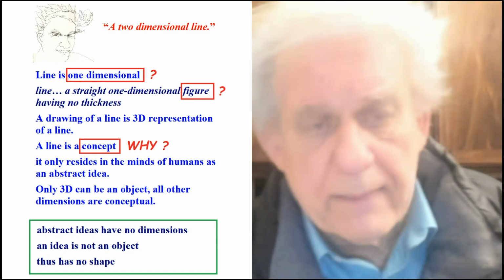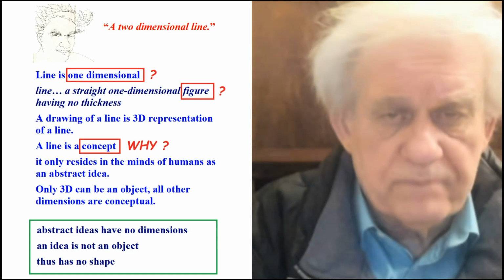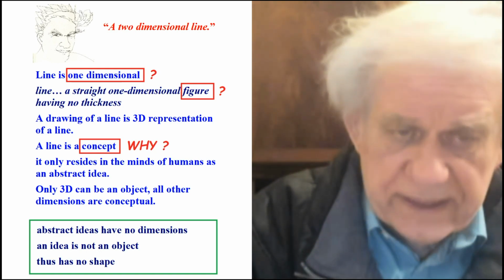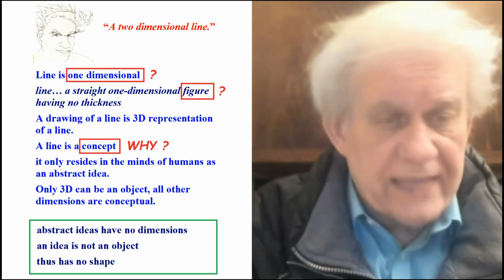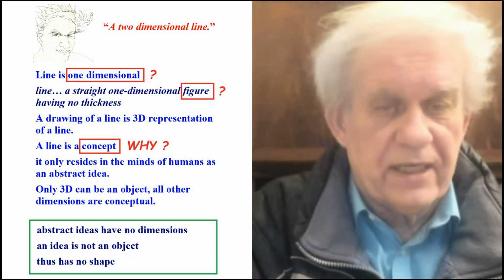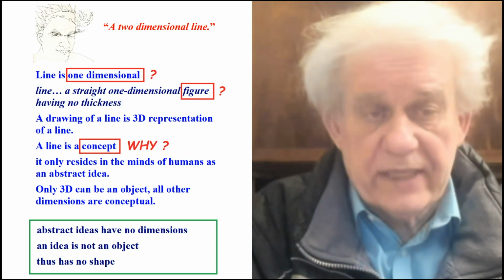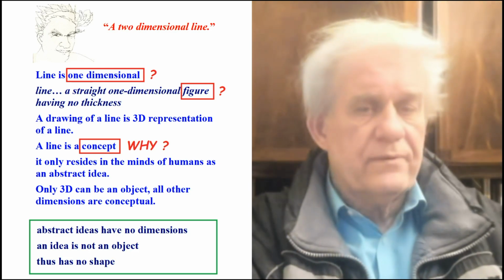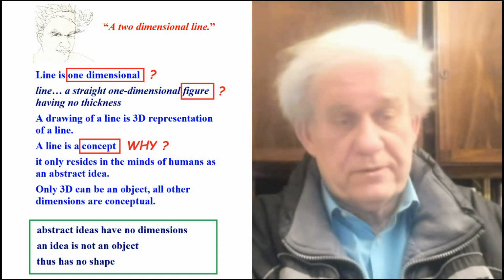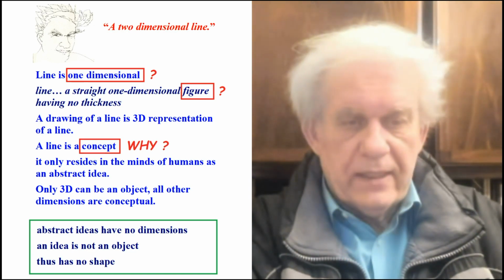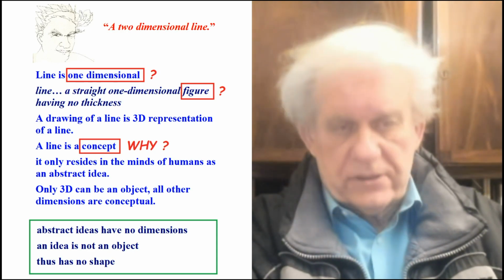Only 3D can be an object. All other dimensions are conceptual. And a fellow answers him, says, abstract ideas have no dimensions. An idea is not an object, and thus has no shape. And yeah, that's a pretty good answer for what this fellow proposed or copied. He just copied and pasted. So let's go through those key words.